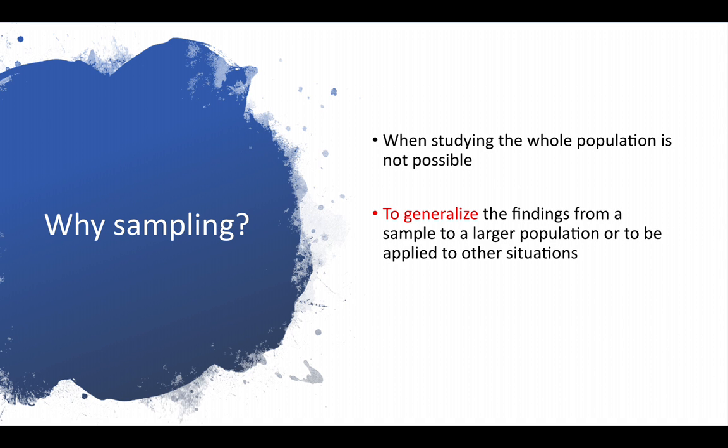If you do it properly, if you select a random representative sample, you don't really need to do it because it has sufficient statistical inference power for you to generalize your finding. So generalization, or to generalize the finding from a sample to be applied to the whole population, that's the whole purpose of sampling. That's why sampling is so important.